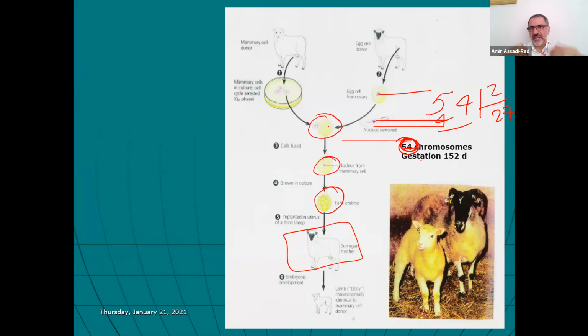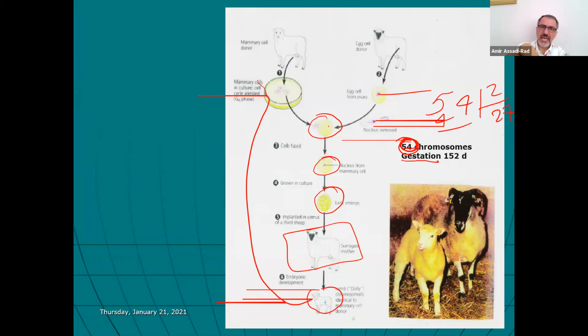The pregnancy time is called gestation. The gestation period of a sheep is 152 days. After 152 days, a white-headed sheep, a clone of the animal that donated the mammary cells, was born. Right here is that sheep. They called her Dolly, after Dolly Parton, because the cells were mammary cells. It's not a joke, I'm serious. Read the literature on why they called the sheep Dolly back in 1997.